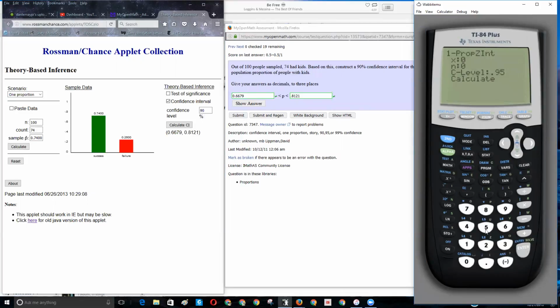And then it asks you, well, what's your X? Well, I had 74 people with children out of 100, and I want a 90% confidence interval, so here you're going to do it as a decimal, so 0.9, and calculate it, and look, it's the same number. So that's it. It's a one prop Z interval. Hope that helps you solve these problems.